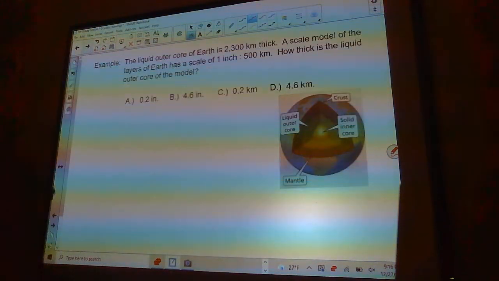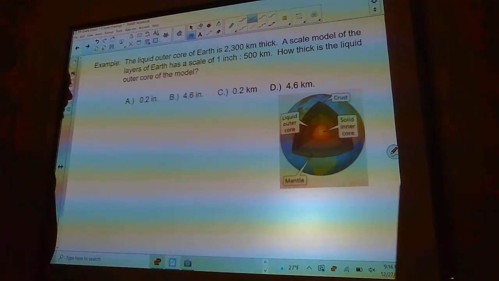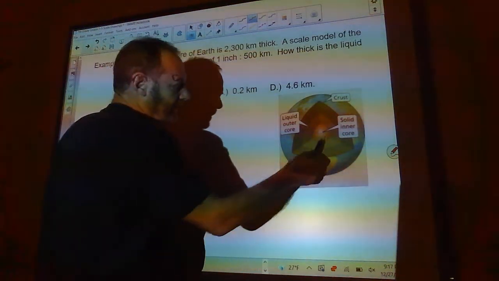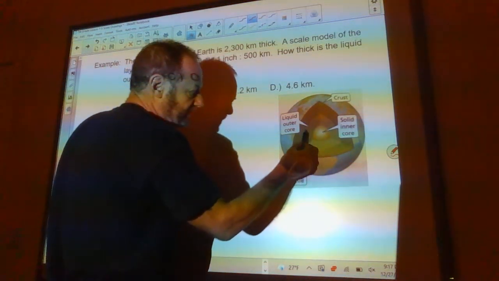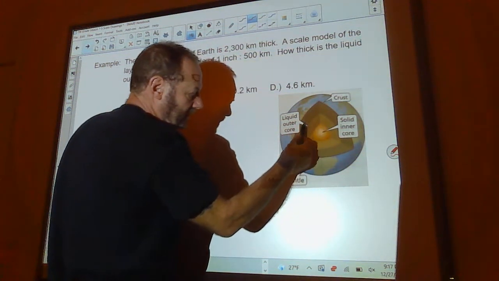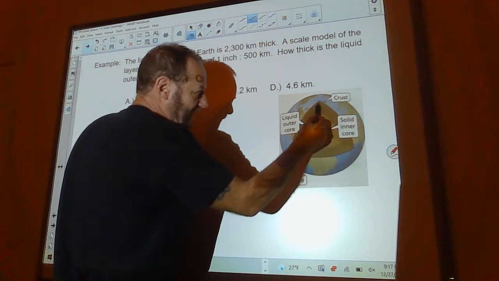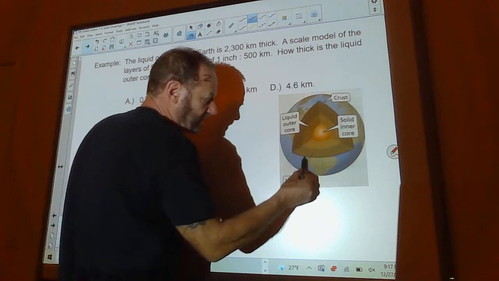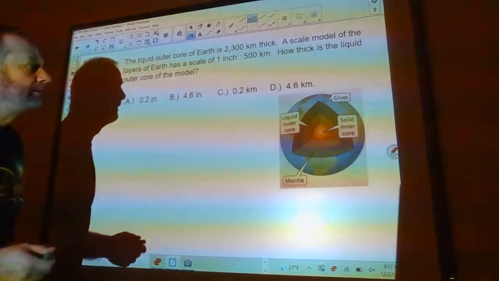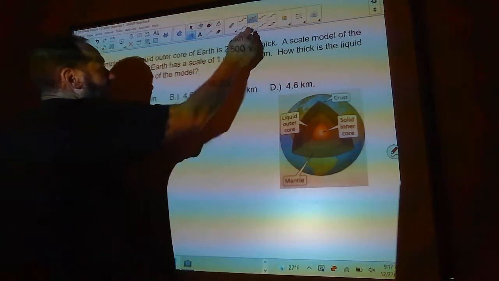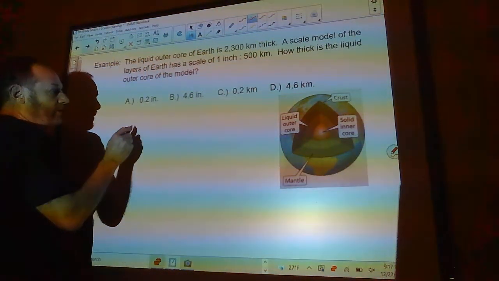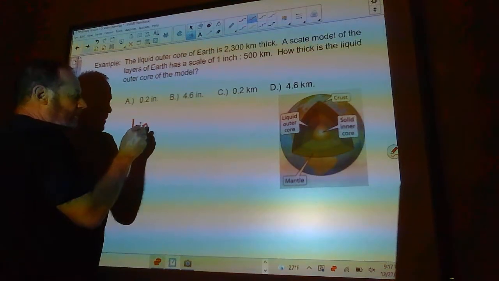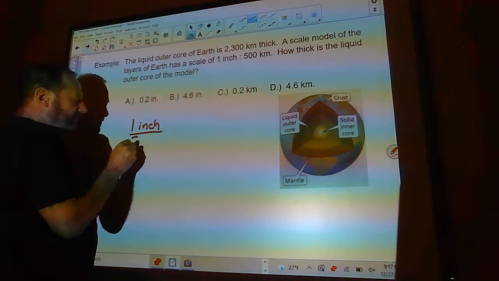Okay, so the liquid outer core of the Earth is 2,300 kilometers thick. We have a scale model here of the layers of the Earth. It has a scale of 1 inch to 500 kilometers. Here's the solid inner core. Here's the liquid outer core around that. Here is the mantle around that, and then we live on this really thin little crust that's around the outside. So we have a scale: 1 inch is 500 kilometers.